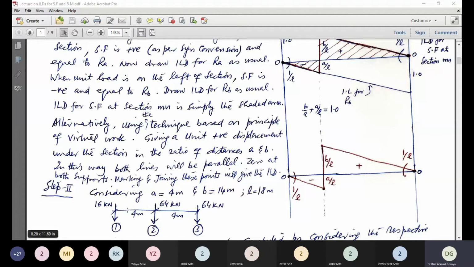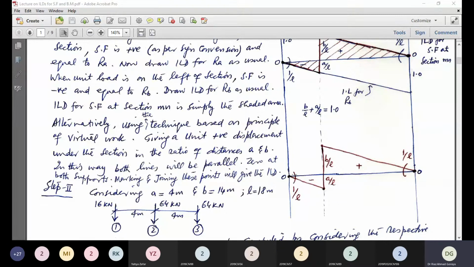Now it is very convenient to understand that the positive shear force can be maximum when wheel 2 will be here, because when wheel 1 will be at the section, this smaller load, which is 4 times smaller, will be multiplied with this bigger ordinate. So that will not give the maximum positive shear force. The judgment says the maximum positive shear force will occur when wheel 2 will be at the section.